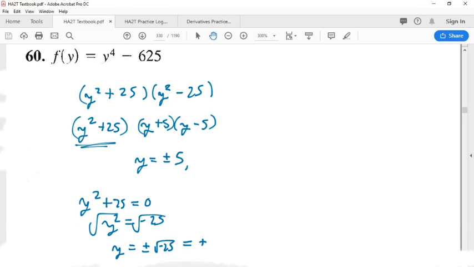That can be split up to plus or minus the square root of negative 1 and the square root of 25. And what is the square root of 25? 5, plus or minus that. And the square root of negative 1 is going to be i. So there's your other zeros. Plus or minus 5i. That's it.